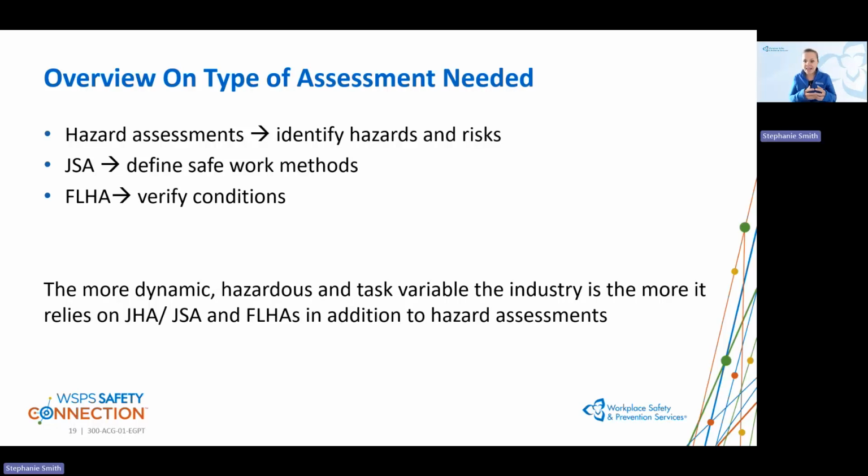So the more dynamic and hazardous and task variable the industry is, the more it's going to rely on JHAs and JSAs and field level hazard assessments. If your workplace is very repetitive, you'll probably rely more on just hazard assessments.